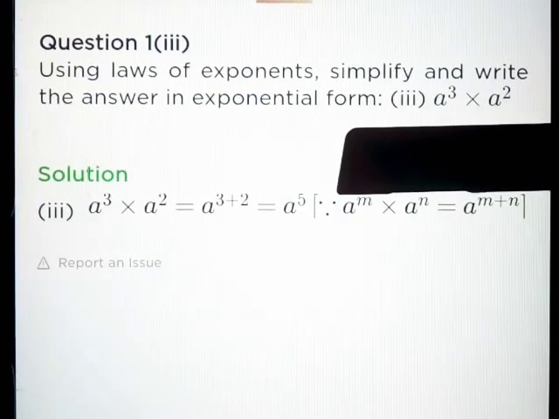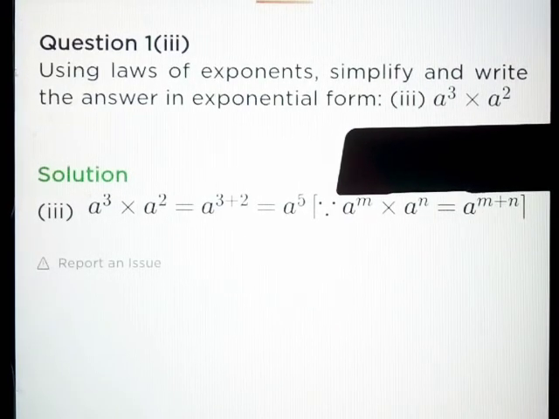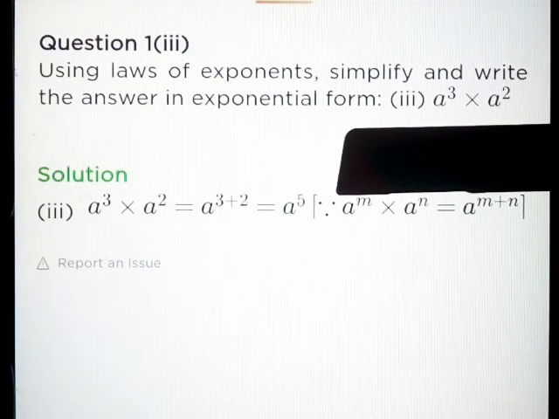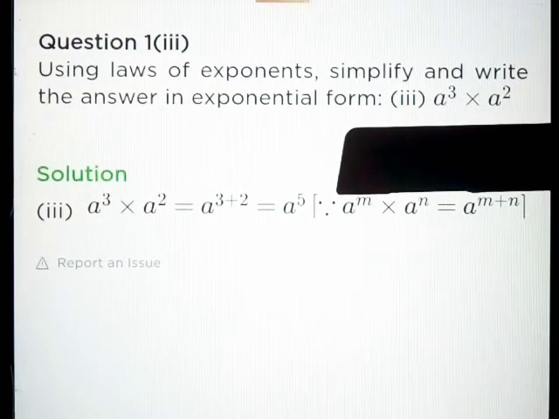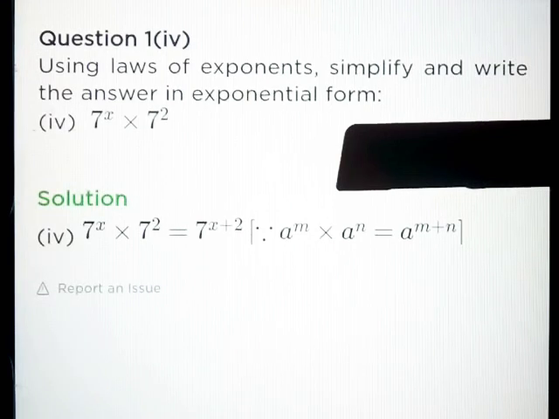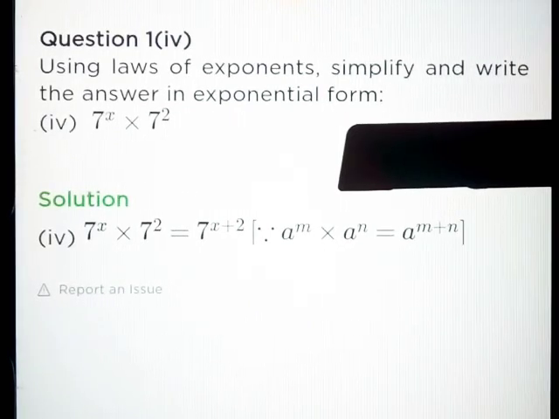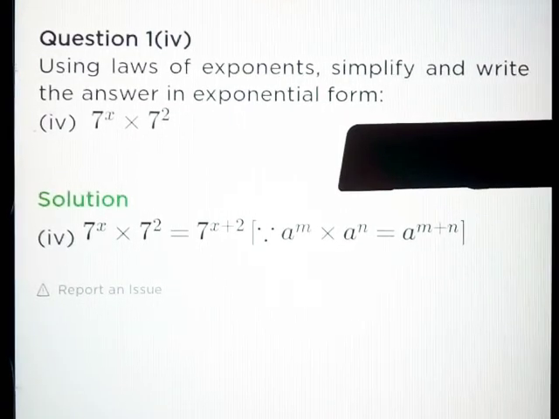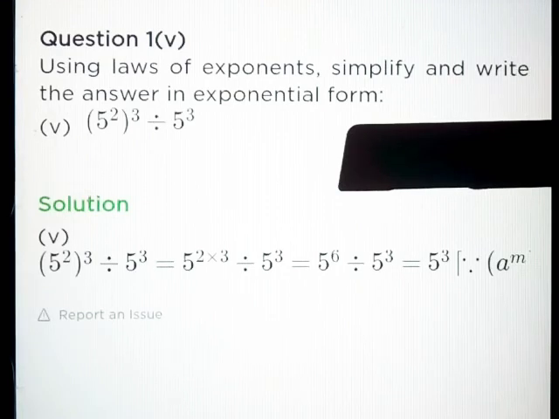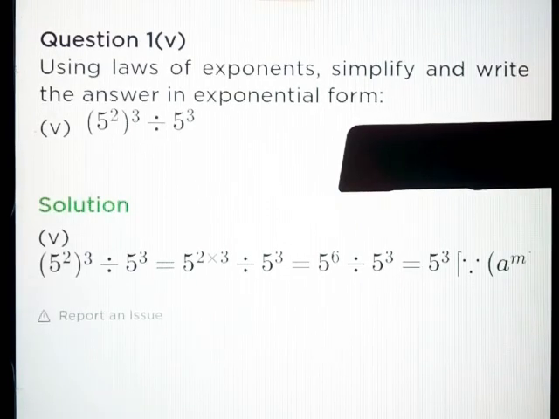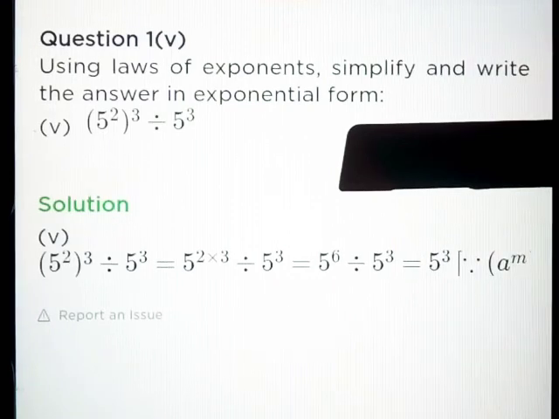Part C, a cube into a square is equal to a to the power 5. Part D, 7 to the power x into 7 square is equal to 7 to the power x plus 2. Part E, 5 square whole cube divided by 5 cube is equal to 5 cube.